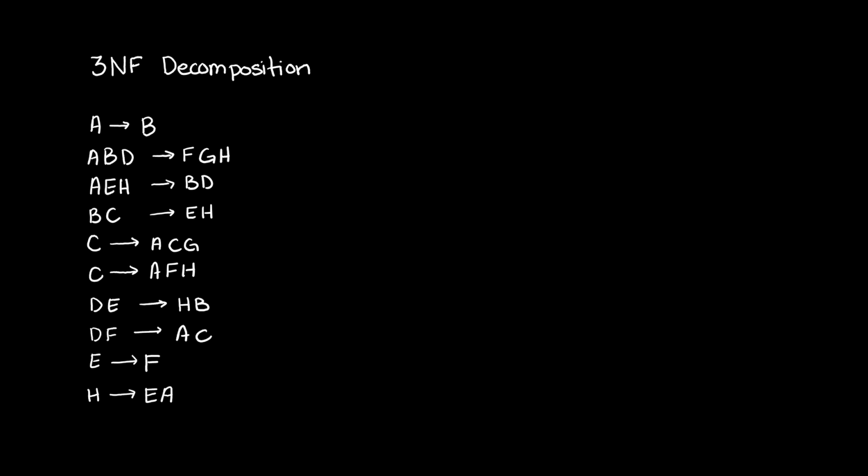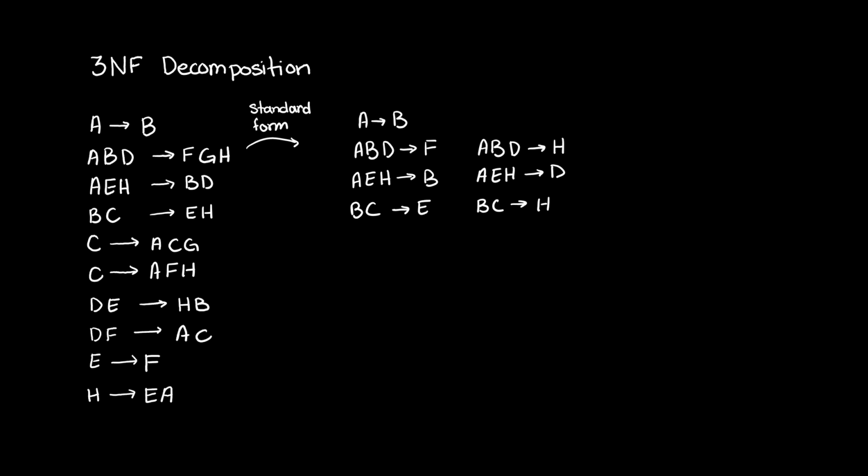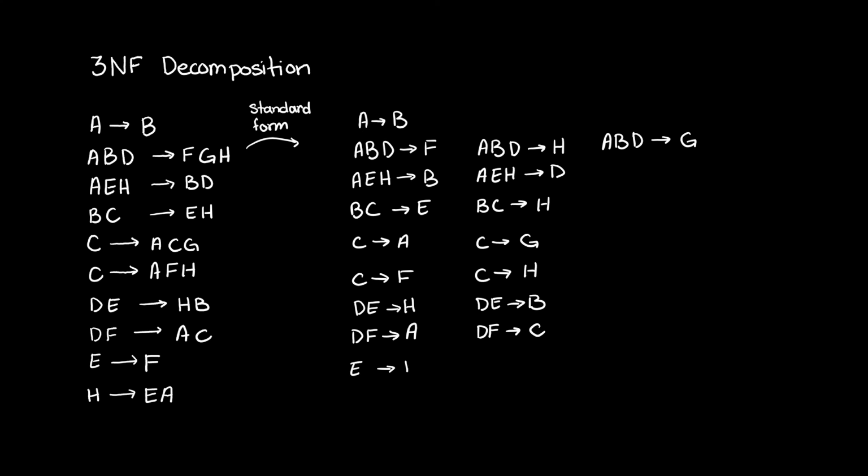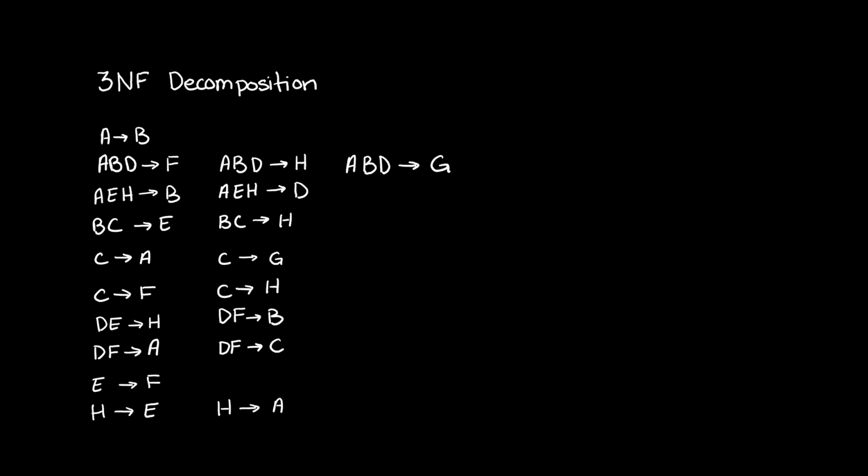Let's look at a more complicated example. First, we rewrite all functional dependencies in standard form. The first functional dependency is A to B. So all functional dependencies which are dependent on both A and B have B as a redundant value. Looking at BC to H, we already have C to H, so B is redundant.